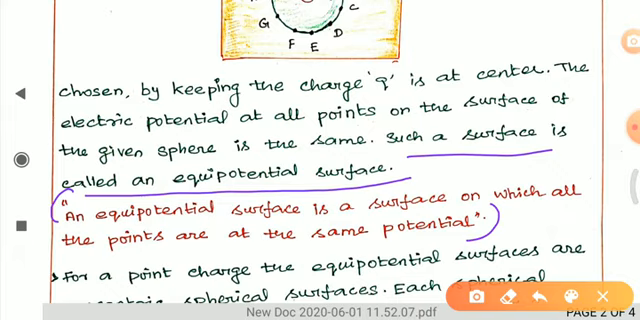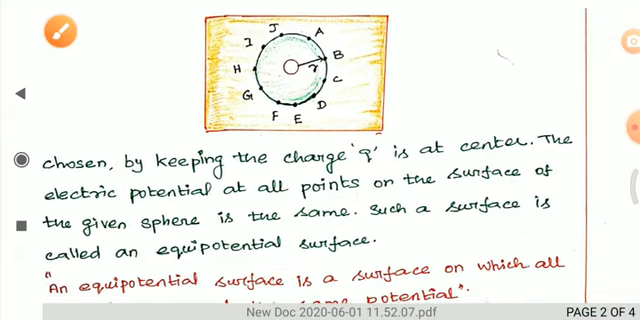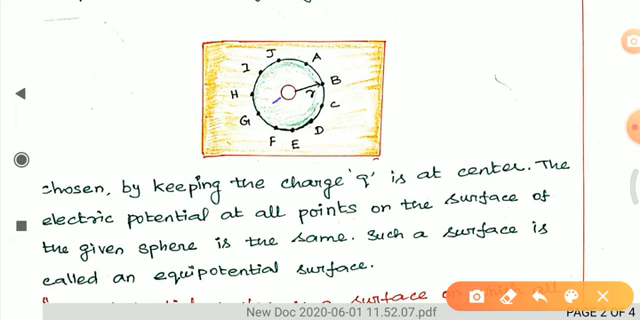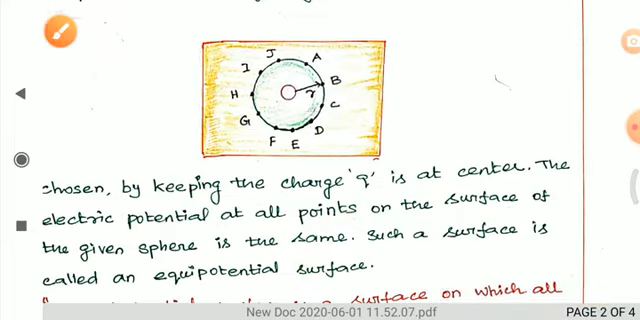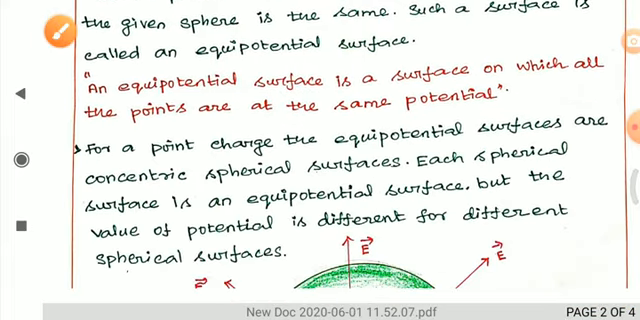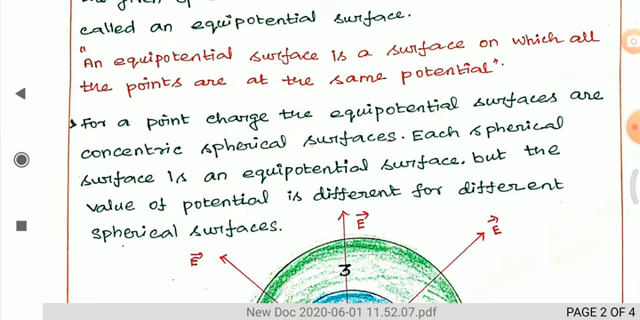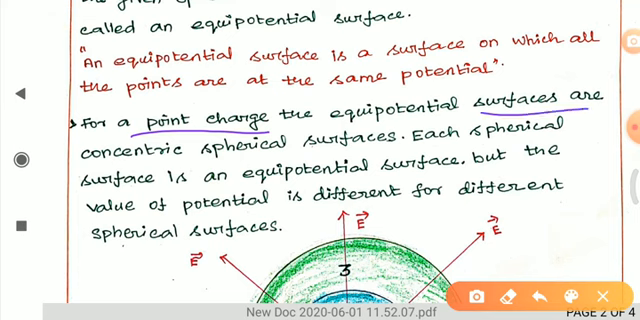it is better to write 2 more points. Why? Because we can raise one question: instead of a point charge kept at the center, suppose it is kept in a uniform electric field, then what will the equipotential surface be? How will it form? For that I have given 2 more points. If we consider the charge to be a point charge, the equipotential surfaces are concentric spherical surfaces, or concentric spheres. It is also correct.